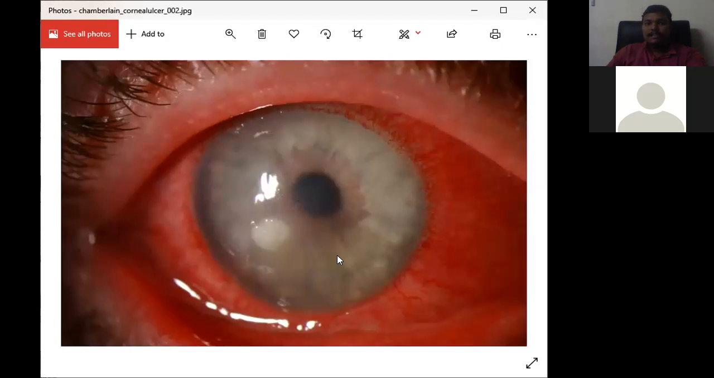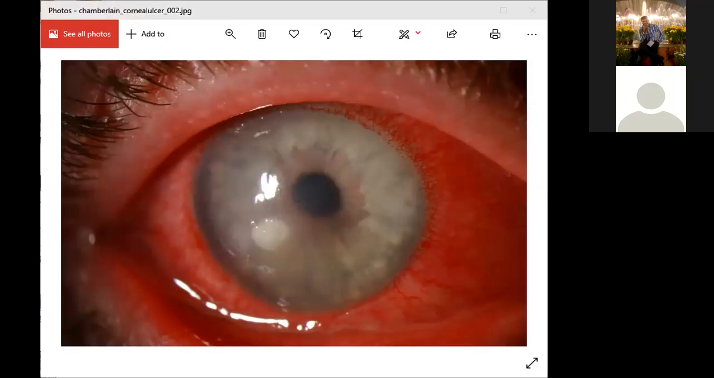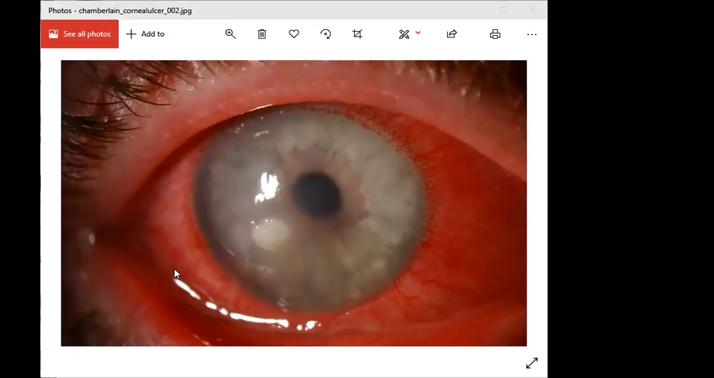Then the next thing we learn today is corneal ulcerations. Depending upon the different types of infections of the cornea, there may be different hazinesses present, right? So the first thing we learn is the corneal ulcer.